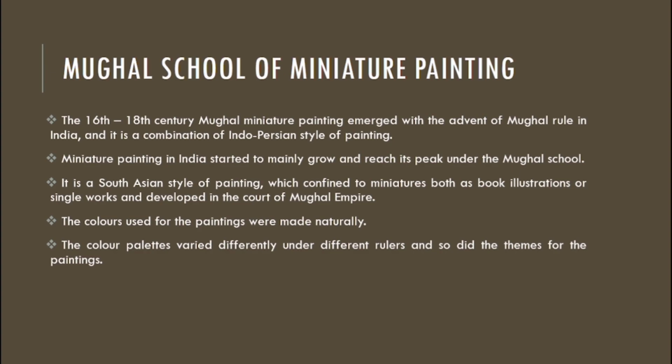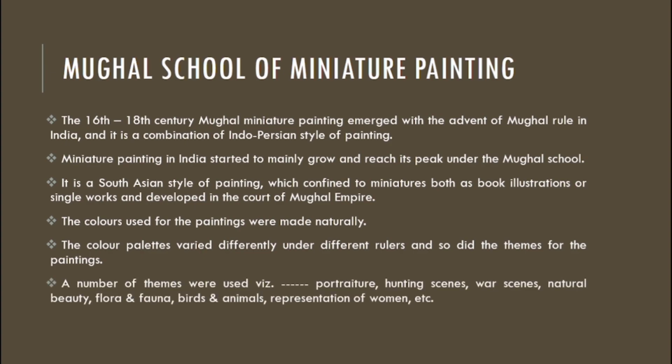A wide variety of themes were used, but the most popular of them were portraiture, hunting scenes, war scenes, natural beauty, and sometimes the representation of women. But what was striking in Mughal miniature was that Jahangir was a different type of viewer. He always wanted to add something more to the paintings. So under him we have seen the evolution of human figures. Sometimes we have seen flora and fauna which were not there in the previous paintings. A third dimension started under Akbar, but we see more advancement in the paintings of Jahangir.